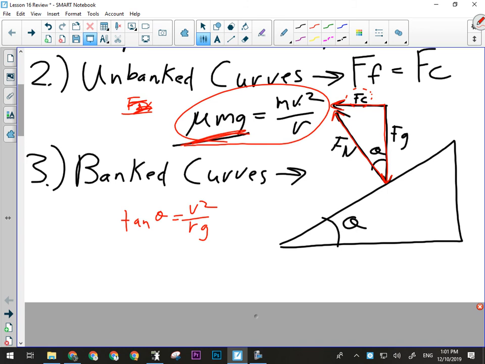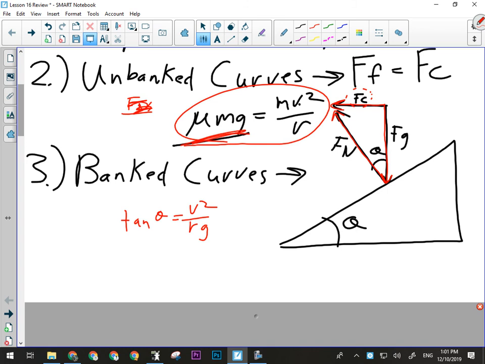Right? And that could allow us to calculate things like, if a car wants to negotiate a bank curve at 20 meters per second and the radius is 500 meters, what's the angle the curve is banked at? Or what's the maximum safe speed for a curve that has a radius of 200 meters and a bank angle of 20 degrees, or whatever? You're manipulating that formula and solving for one of the variables in it.